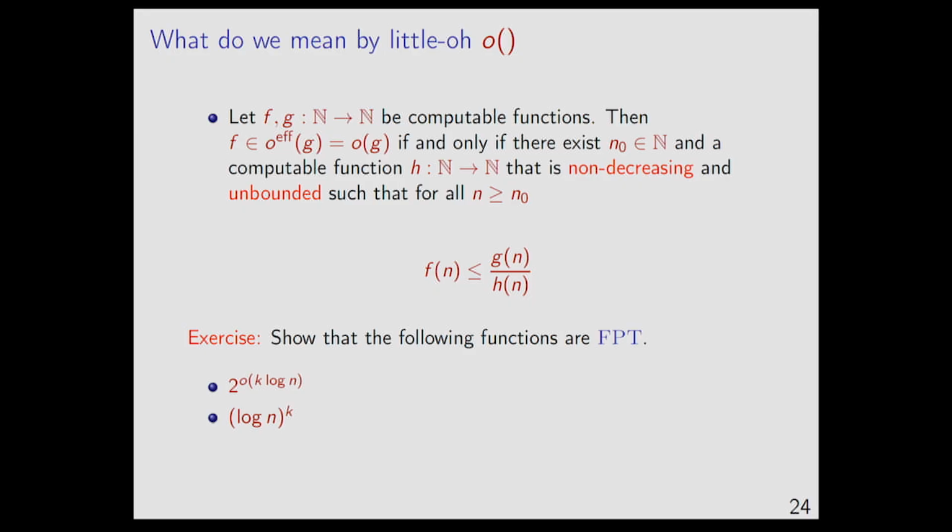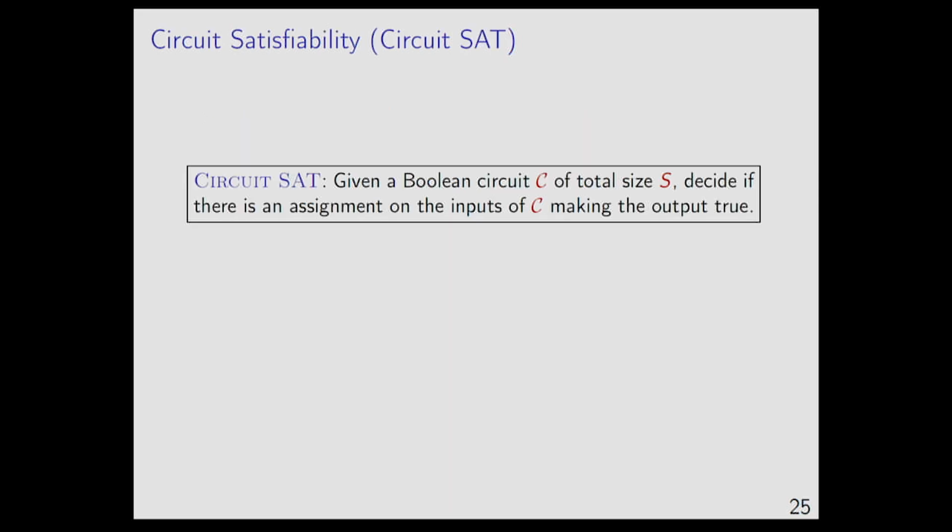Okay? And that is an important thing that we will keep on using starting from this. So let's go back to circuit SAT, because that is where we all started. Okay? So what is circuit SAT? Again, you are given a Boolean circuit of size S. Decide if there's an assignment on the inputs of C making the output true.